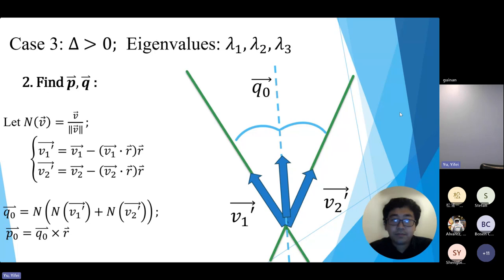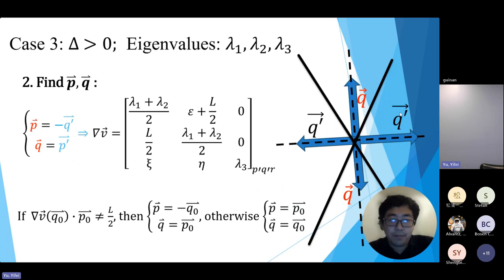However, using the bisector alone will cause a problem: in total we have four choices of Q. Two of them will give us the principal matrix we want, and the other two will swap the locations of L over 2 and epsilon plus L over 2. What we want is epsilon plus L over 2 as partial V over partial X, and L over 2 as partial U over partial Y. So we can use nabla V of Q0 dot product with P0 to check the value for partial U over partial Y. If it does not equal L over 2, it means it equals epsilon plus L over 2. Then we need to change P into Q and Q into P and make one of them negative. Otherwise, this P and Q are the correct P and Q we want.